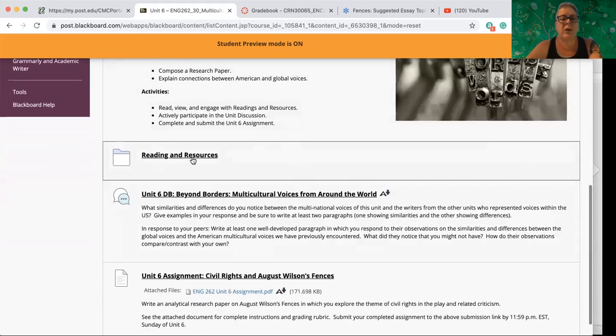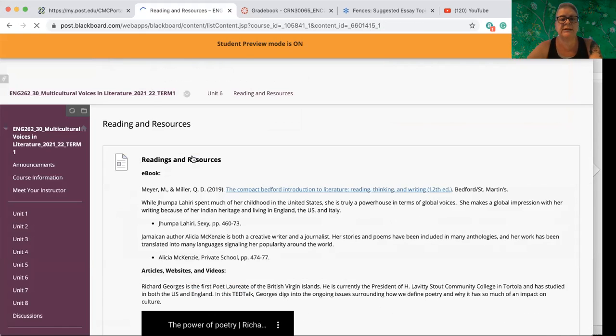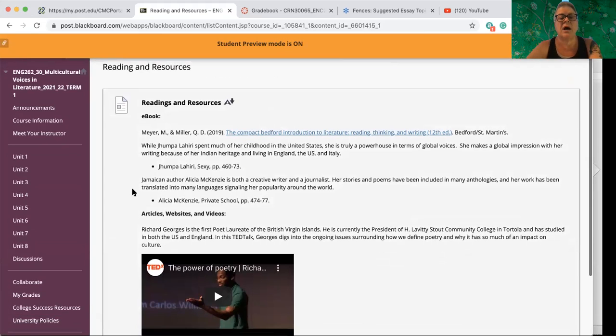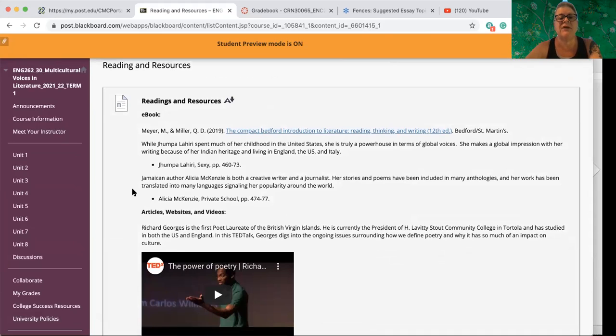As usual, you have a whole folder with your readings and resources in it, and you've got a reading from your textbook this week, a short story by one of my favorite authors, Jhumpa Lahiri. She's fantastic. That's in your textbook, as well as the story by Jamaican author Alecia McKenzie, "I Can't Talk Today," called "Private School." Those are both in your textbook.